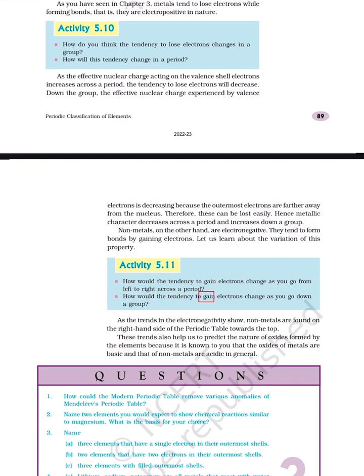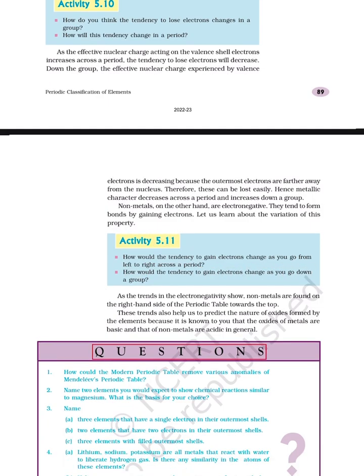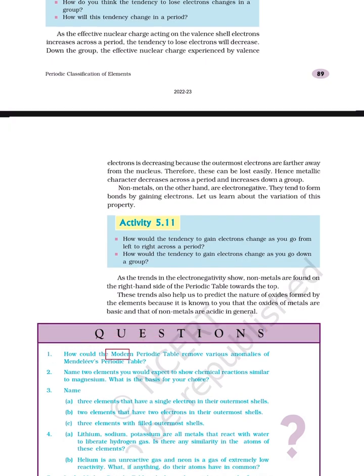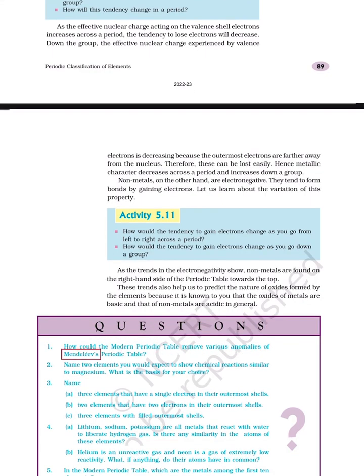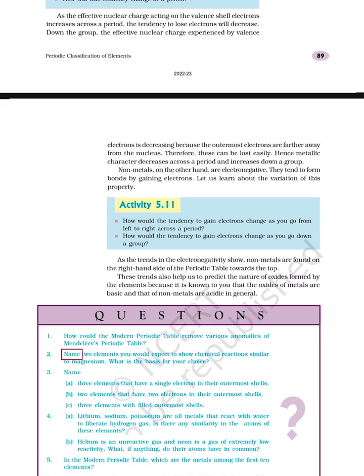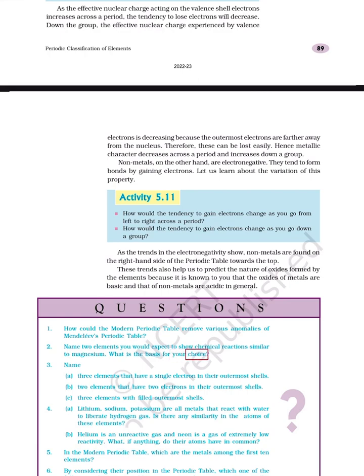And how would the tendency to gain electrons change as you go down a group? Activity 5.11. Questions. 1. How could the modern periodic table remove various anomalies of Mendeleev's periodic table? 2. Name two elements you would expect to show chemical reactions similar to magnesium. What is the basis for your choice?